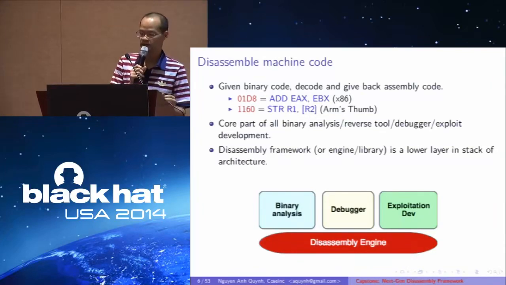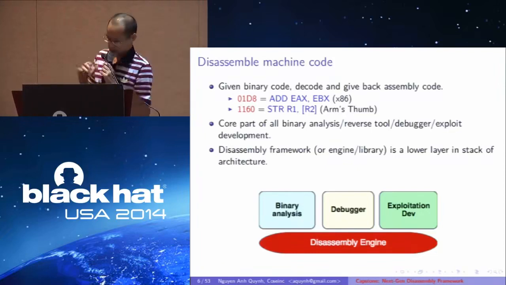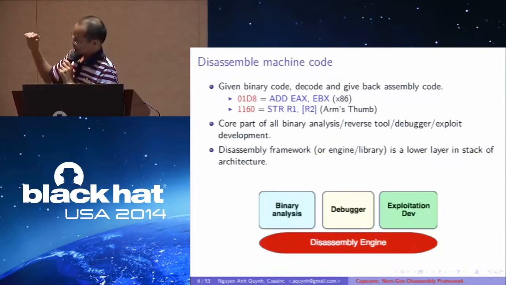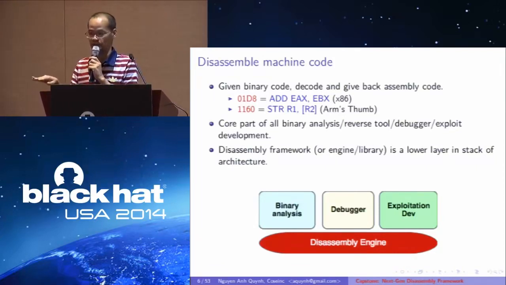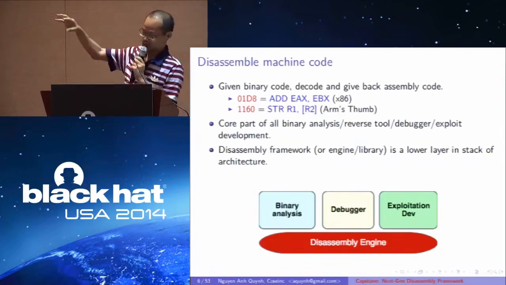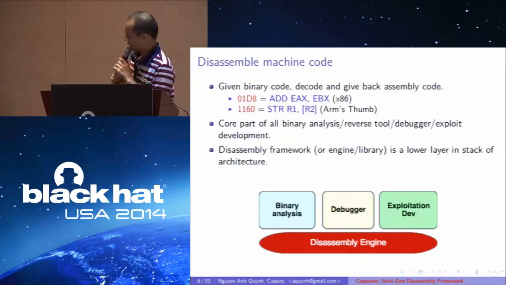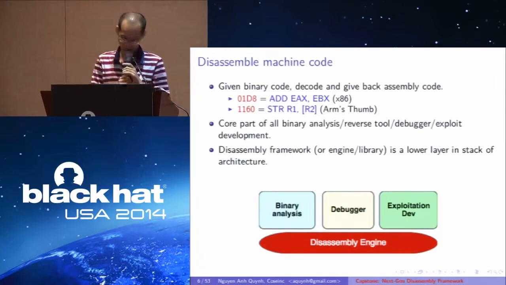So you can see that disassembling machine code is a core part of all the binary analysis, reverse engineering, debugging and exploit development. And you can see on the picture, all those tools have one thing in common: they have a disassembly engine at the bottom. That's the red layer on the screen. So all of them are built on top of some engine like that. And in this talk, we look at the red layer on the screen.